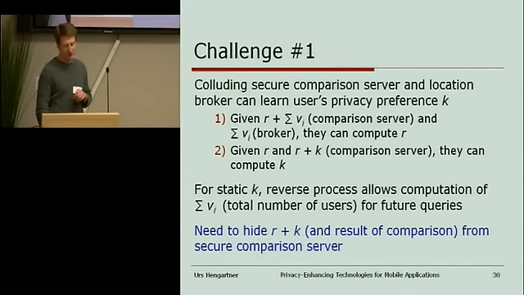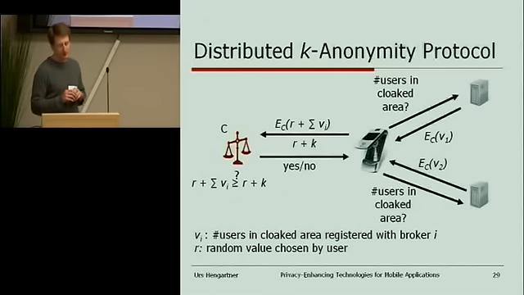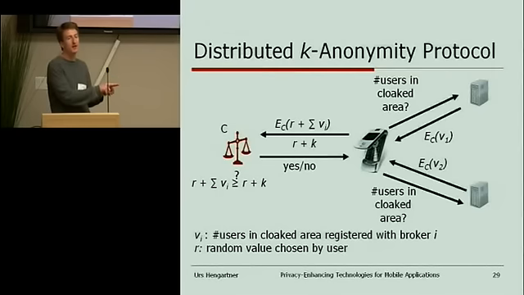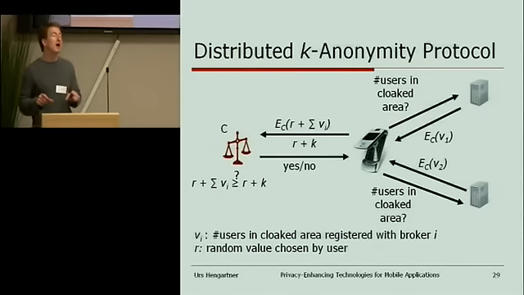To fix this problem, if I go back to the previous slide, it should not be possible for the server to learn the value r plus k. It should not be necessary for the user to reveal r plus k to the server. Instead, the server should learn only the first value, the r plus the sum of the individual numbers. So we want to perform the comparison such that the user knows one of the values that are input to the comparison, and the secure comparison server knows one of the values, but there is no party that knows both values. This is one of the features that we need.